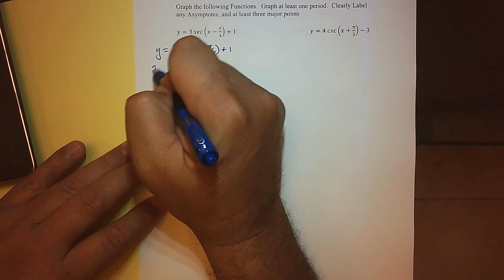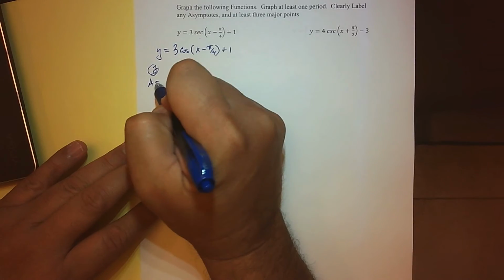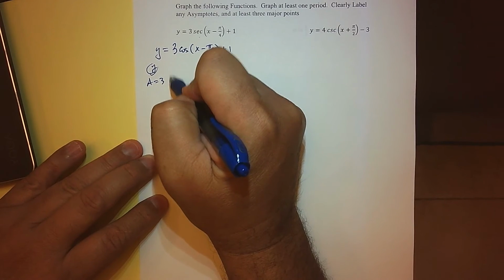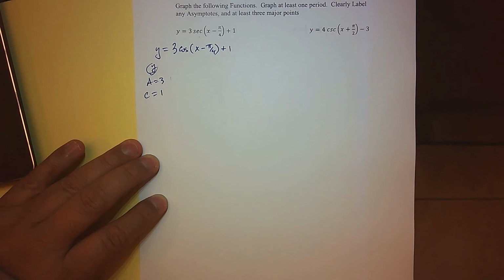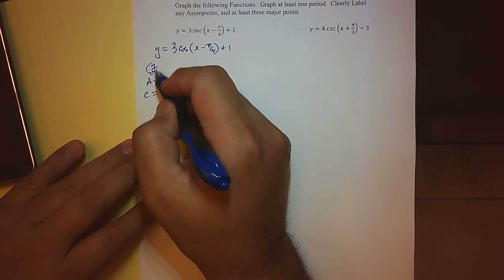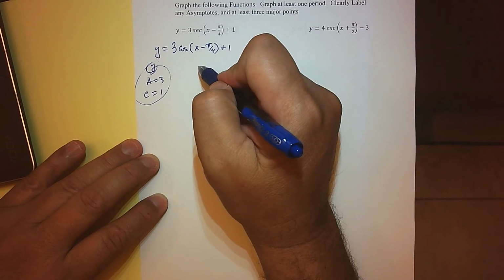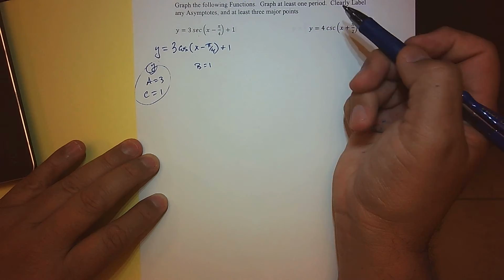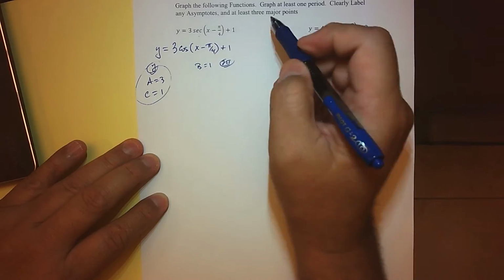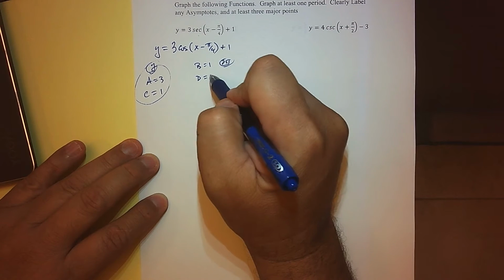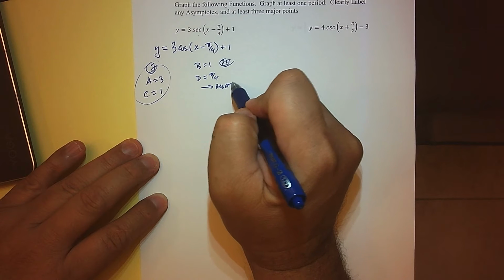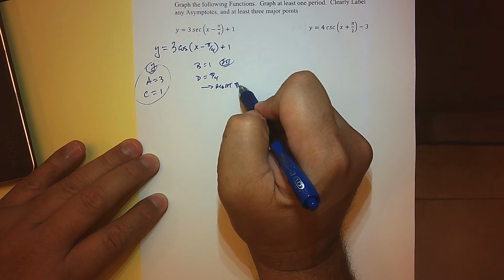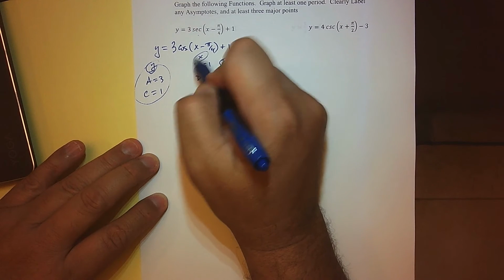So the stuff that's impacting y: my a is 3, so we've got a vertical stretch, and my c is 1, so we're shifting the equilibrium up by 1. So those are the things that are impacting y. B is equal to 1, so our period is still 2 pi. And then d in this case is pi over 4, so we're going to go to the right pi over 4 units. Okay, so this is the stuff that's impacting x.